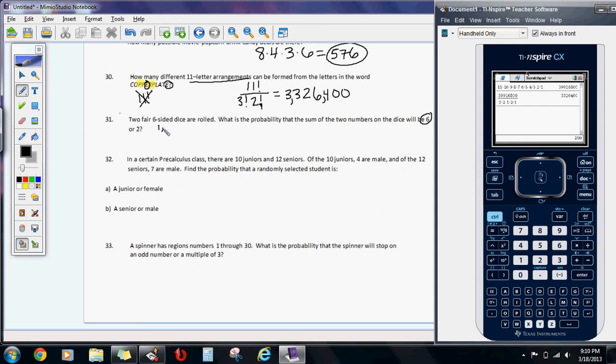First one could be a 1. Second one could be a 5. There's a sum of 6. We could have a 2 and a 4. We could have a 3 and a 3. First one could be a 4, second one a 2. And then we could have a 5 and a 1. But we can't have a 6 and a 0, or 0 and 6. So we have the sum of the dice being 6 or 2.